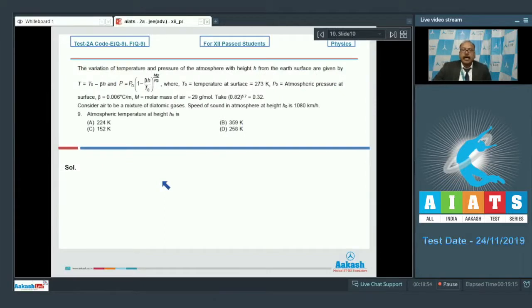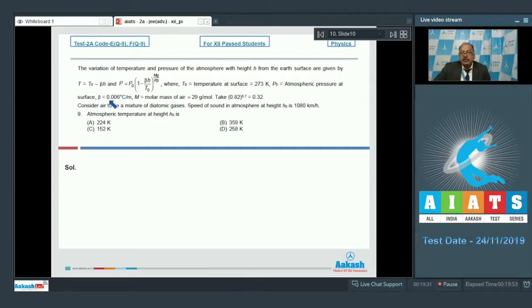Well, we now have the paragraph for questions 9 to 11. Let's read the paragraph. It says, the variation of temperature and pressure of the atmosphere with height h from the Earth's surface are given by T is equal to T naught minus beta h, and P is equal to P naught into 1 minus beta h by T naught, the whole thing raised to the power mg by R beta, where T naught is temperature at surface, which is 273 Kelvin. P naught is atmospheric pressure at surface.